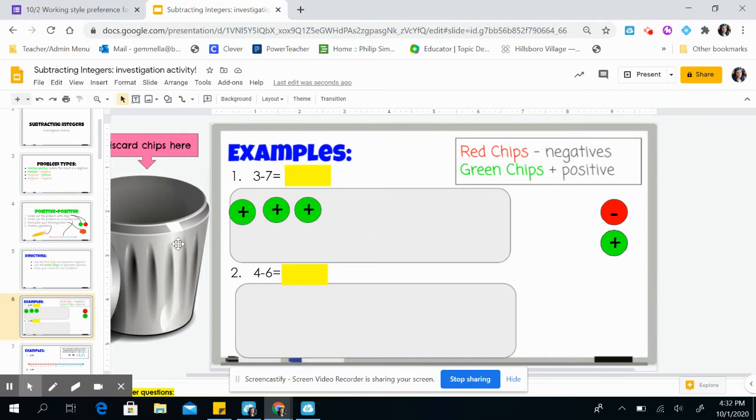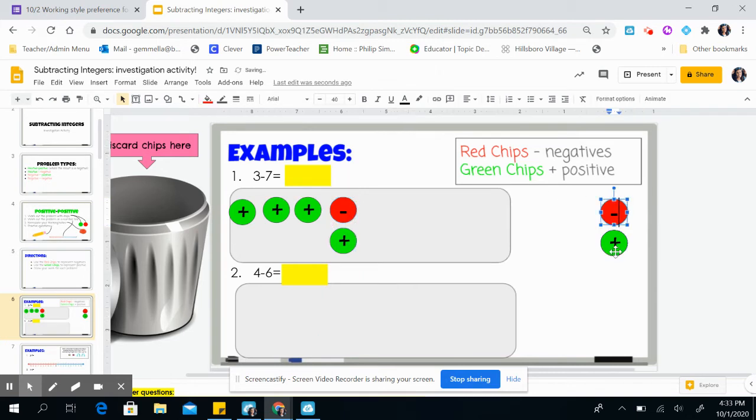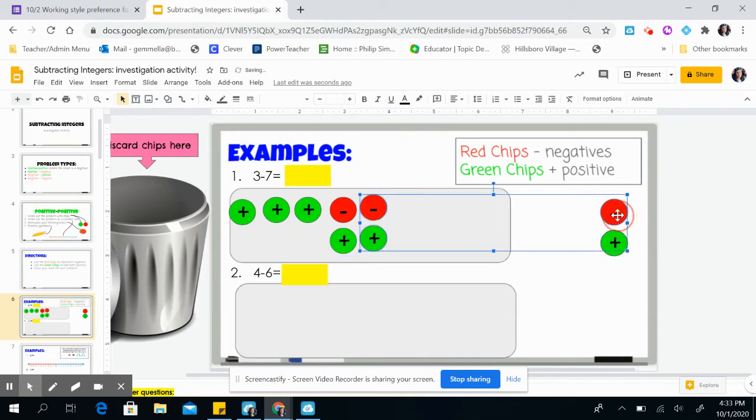So the current value right now is positive 3. The value needs to stay positive 3. One idea of what we could do would be to make 0 pairs, right? If I were to take 1 green chip and 1 red chip and put them on my mat, it would still keep the value the same because this is technically worth 0, and 1 negative plus 1 positive is 0. So that's 0, 0, 0.